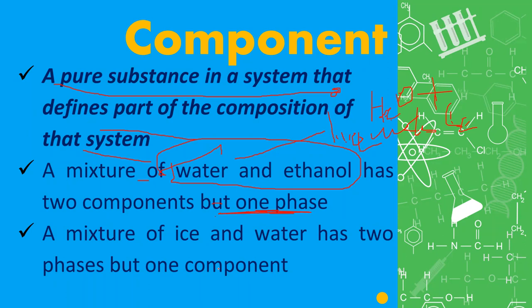When you have ice and water, there are two phases: the solid phase and the liquid phase. But it's one component, H2O. So that's the difference you have to understand between a phase and a component.